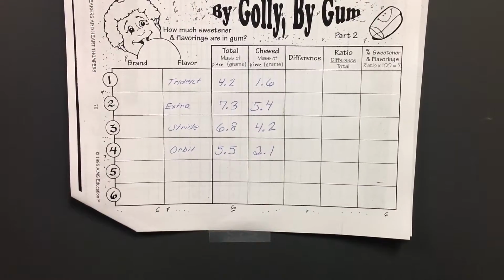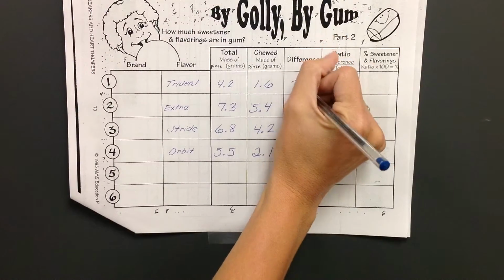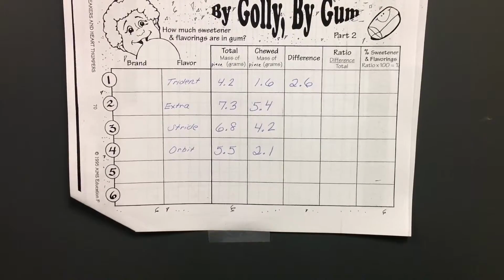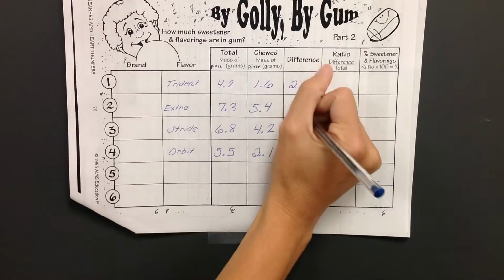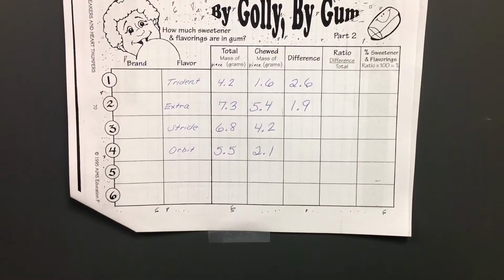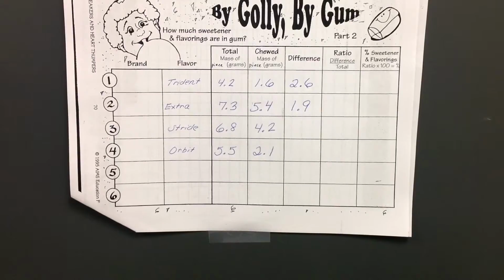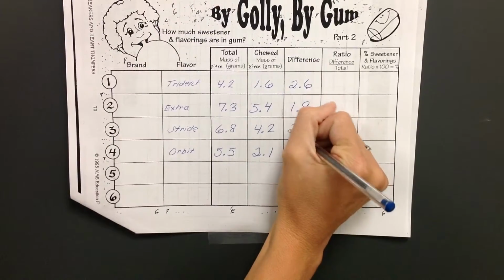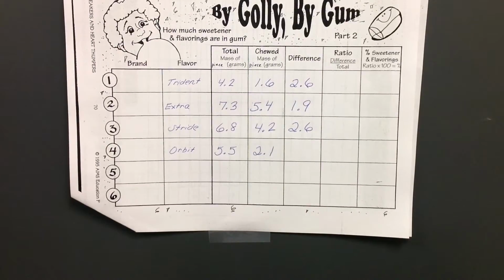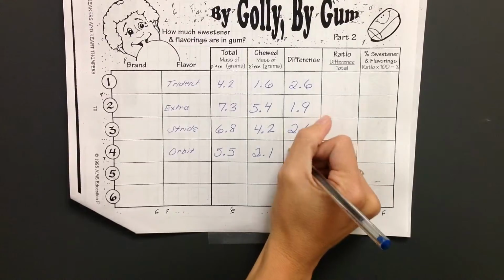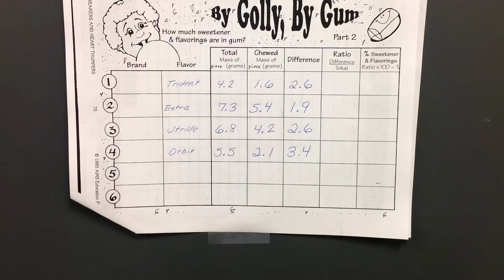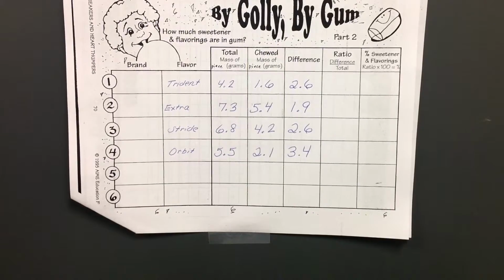So 4.2 minus 1.6, the difference is 2.6. And 7.3, take away 5.4, we get 1.9. Obviously, your numbers will be different. Remember to subtract the two numbers. 6.8 minus 4.2 is 2.6. And then 5.5, take away 2.1, we get 3.4. Okay? At any time you need to pause the video, please do so you can stay caught up.